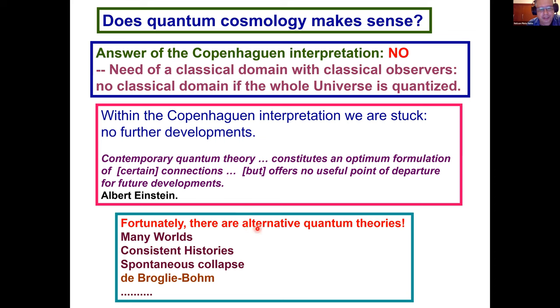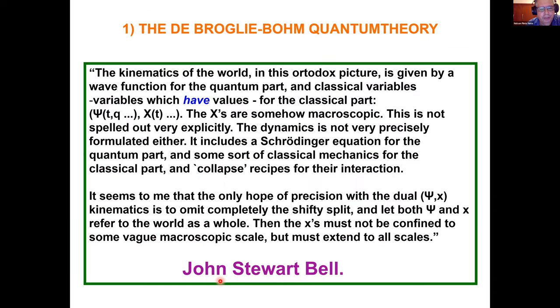Fortunately, there are alternative quantum theories which were developed later, right? There is the many-worlds interpretation, the consistent histories approach, the spontaneous collapse approach, and the de Broglie-Bohm approach, which is the one which I will follow. I know a little bit about the others, but at least to me, it seems that the de Broglie-Bohm is the one that is simpler to apply to the universe. And so I will focus on the de Broglie-Bohm approach to quantum theory, and then apply it to cosmology.